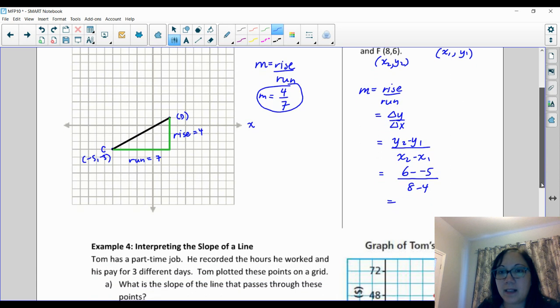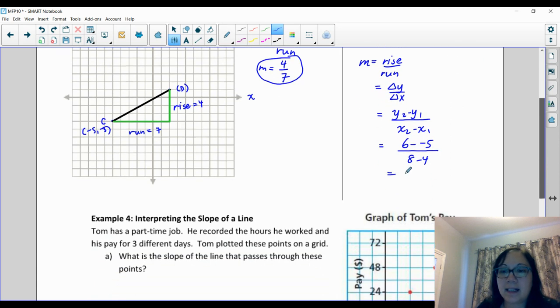Just going to scroll up so we can see this a little bit better. 6 minus -5 is 11. 8 minus 4 is 4. 11 over 4 can't be reduced, so that's our final answer.